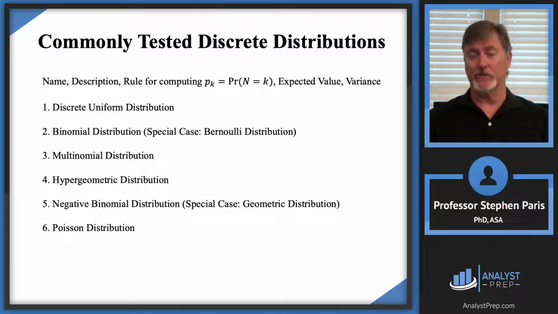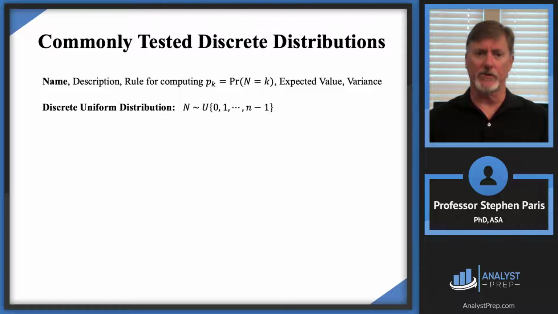Finally, the Poisson distribution at the very end. Remember, in the listing of which distributions I expect you to see on the exam, I put the Poisson distribution first. However, it's listed last here. It's just different than all the other distributions. So I'm going to present it last, but it's probably more commonly tested than any of these other distributions. Okay, so let's get started with the first one here, the discrete uniform distribution.